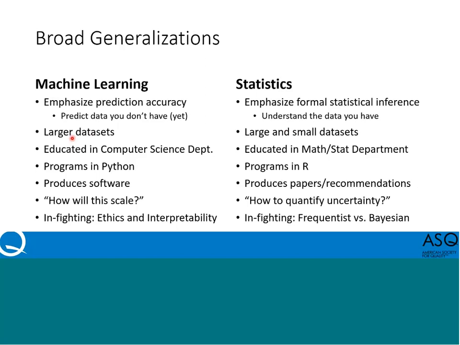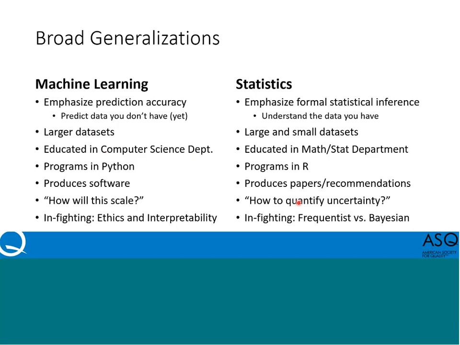Some of the more practical considerations that I've seen where I met people going through machine learning programs are that they're generally educated in the computer science department, as opposed to a statistician like myself who's educated in the math and stat department and learned R. They often learn Python. Their products are often software. Ours would be papers, recommendations, decisions. They're often interested in how this will scale. I have a model that predicts homes; how can I make it predict homes in every zip code across the US? Statisticians are often trying to think, how do I quantify uncertainty?